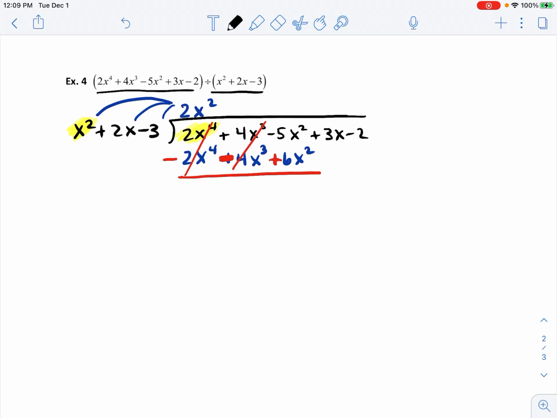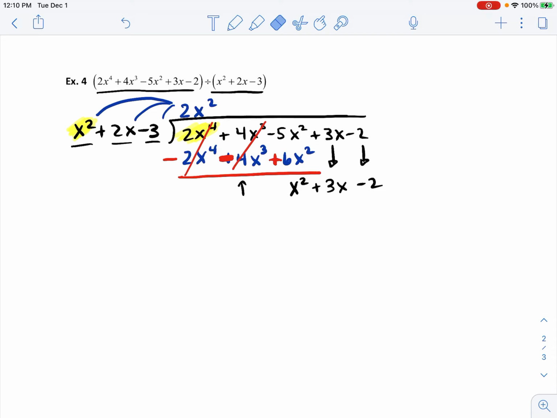So watch. Now add these up. Negative 5x squared plus 6x squared is 1x squared. And now I'm going to bring down the 3x. But you guys look, notice, I have 3 terms here. I only have 2 here. So I'm going to do one extra thing and bring down one more term. So I always have the same number of terms that I'm dividing into. And the reason why that happened is because these guys cancel out as well, okay? Usually they don't, but in this case they did, and it's totally fine.